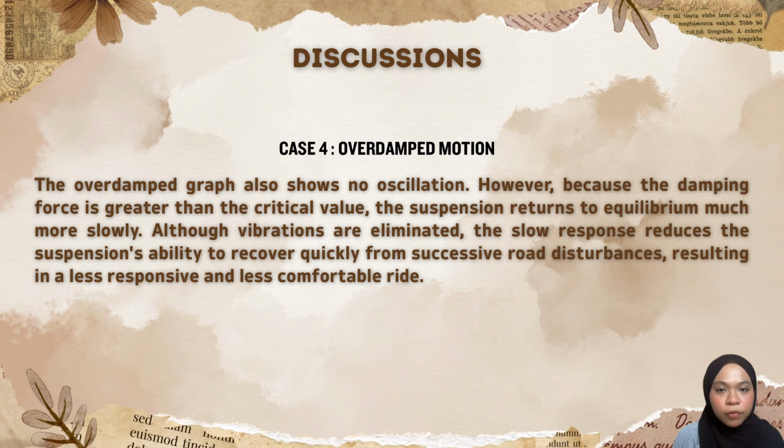For case 4, overdamped motion, the graph also shows no oscillation. However, because the damping force is greater than the critical value, the suspension returns to equilibrium much more slowly. Although vibrations are eliminated, the slow response reduces the suspension's ability to recover quickly from successive road displacements, resulting in a less responsive and less comfortable ride.